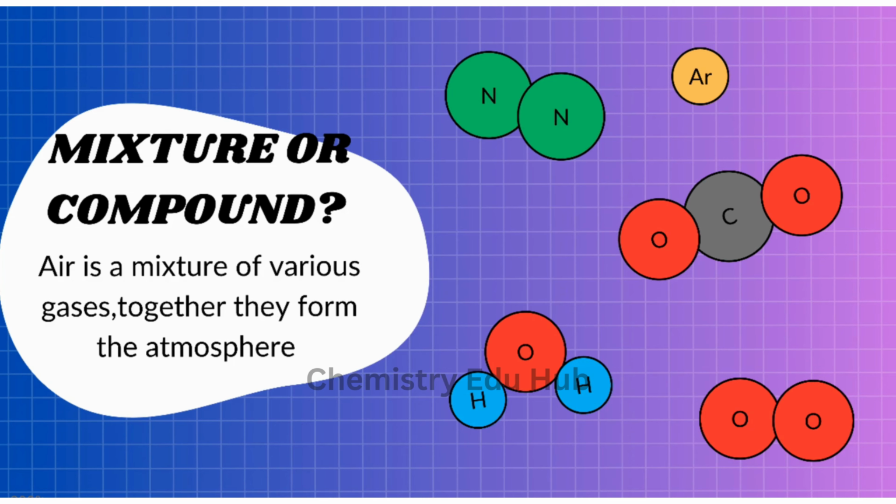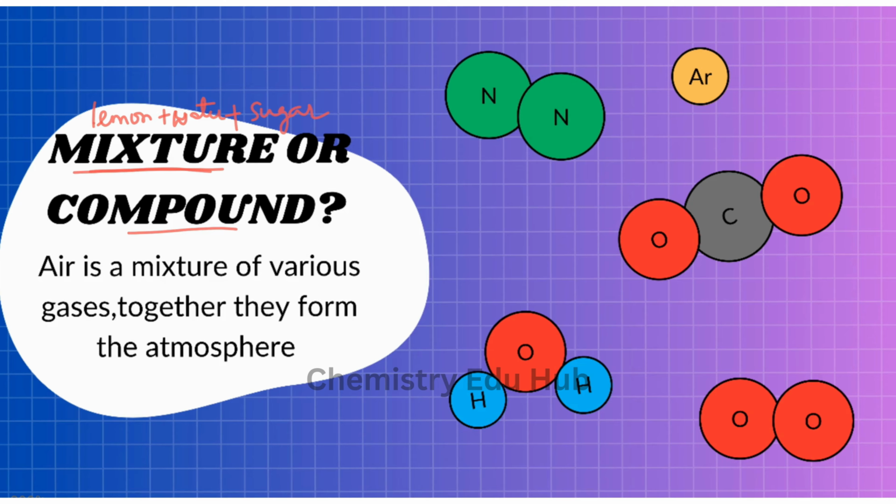Now let us see if air is a mixture or a compound. To understand that, we need to know what a mixture and what a compound is first. If you talk about a mixture, a best example is lemon water, where we add lemon and water, and in that you might add sugar or salt. There are two or more components in it which form a mixture, and the most important difference between a mixture and a compound is that a mixture has no fixed composition.